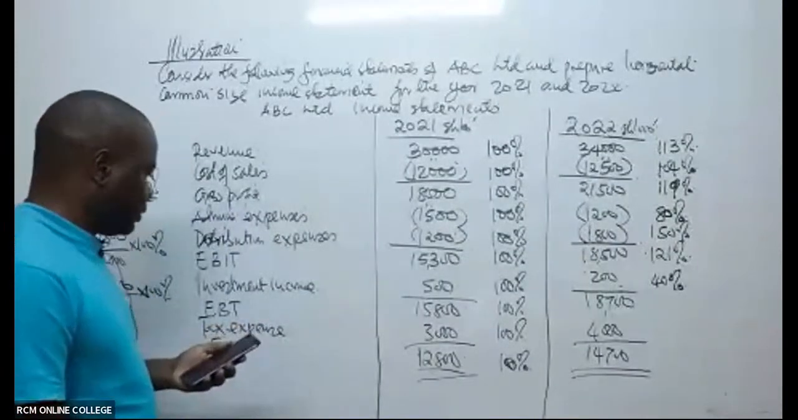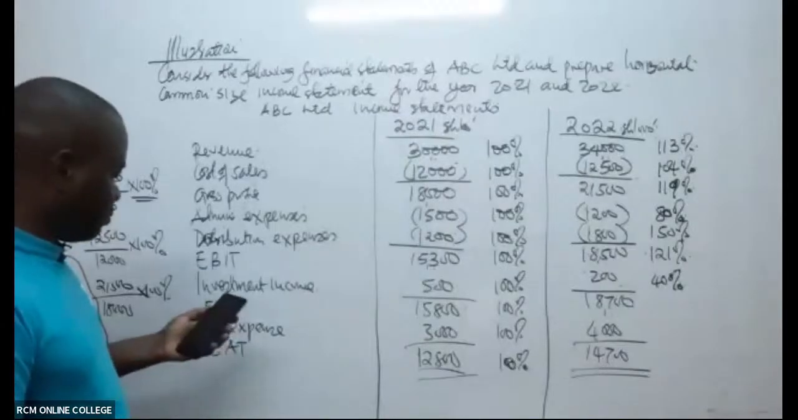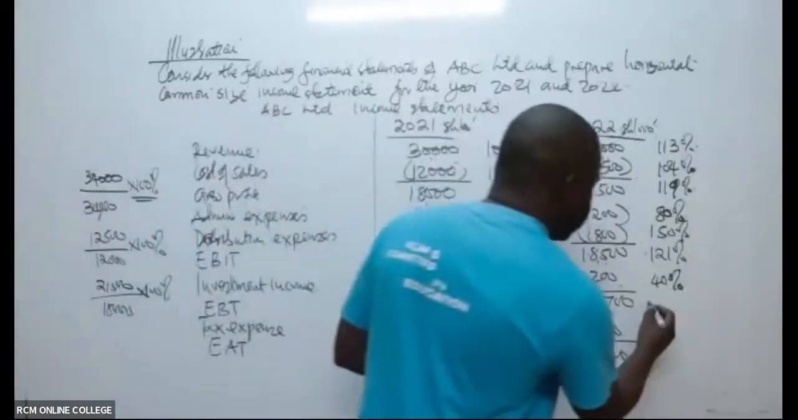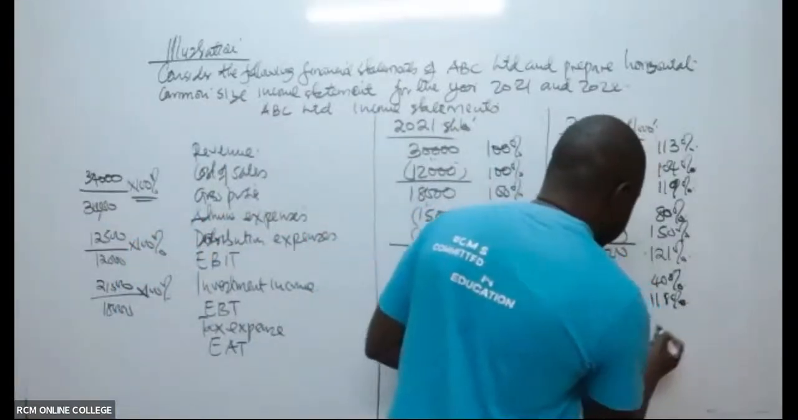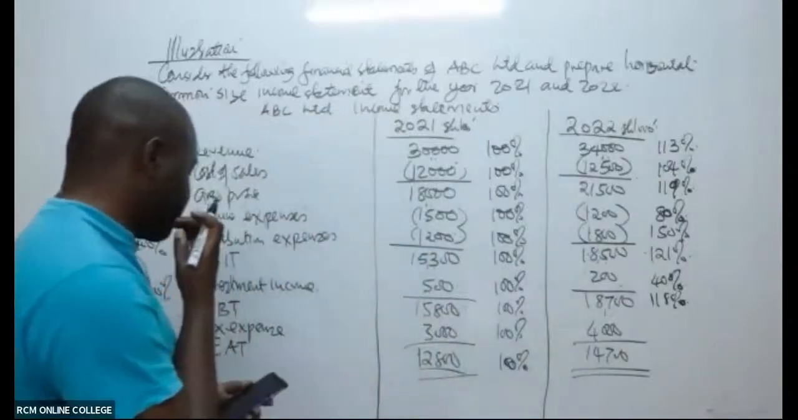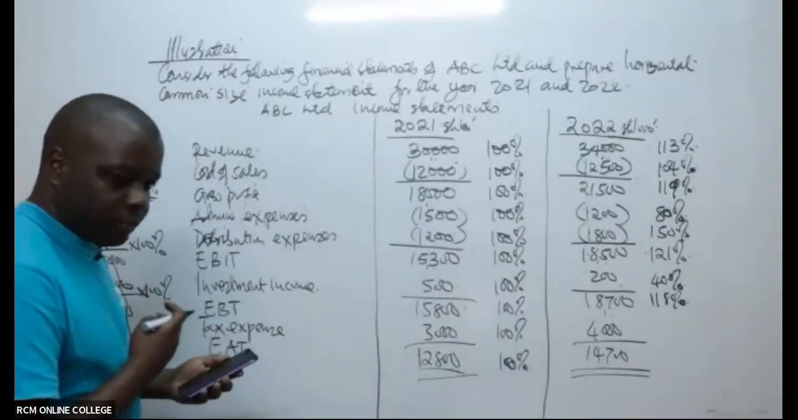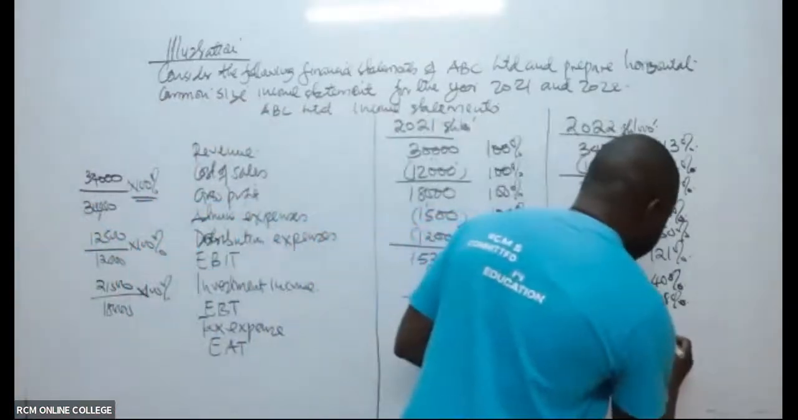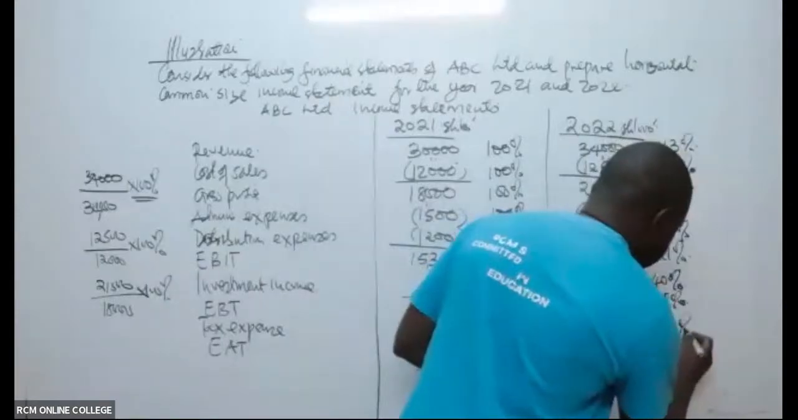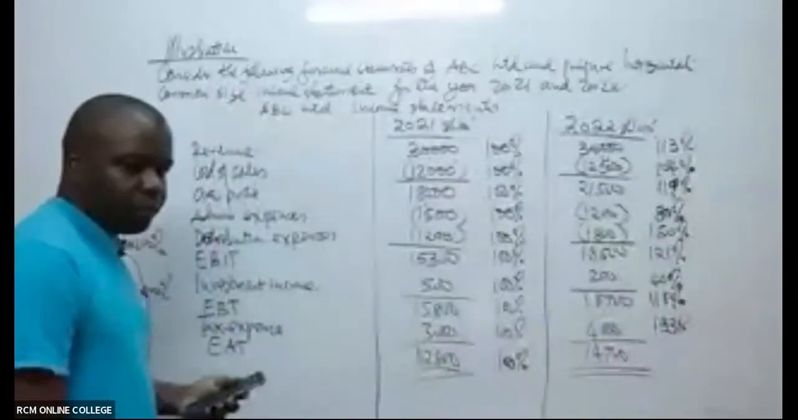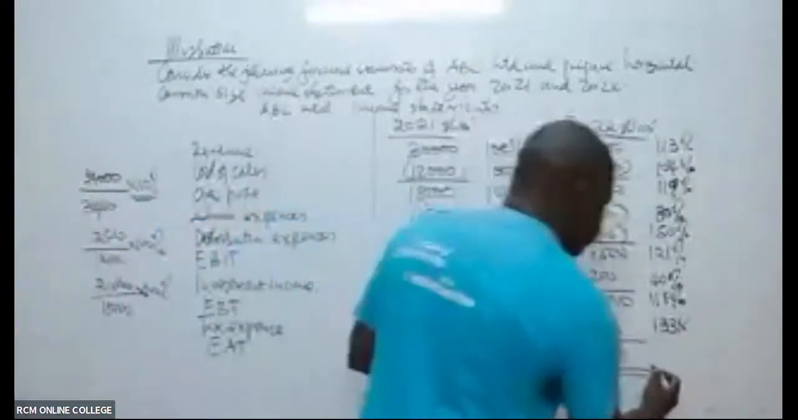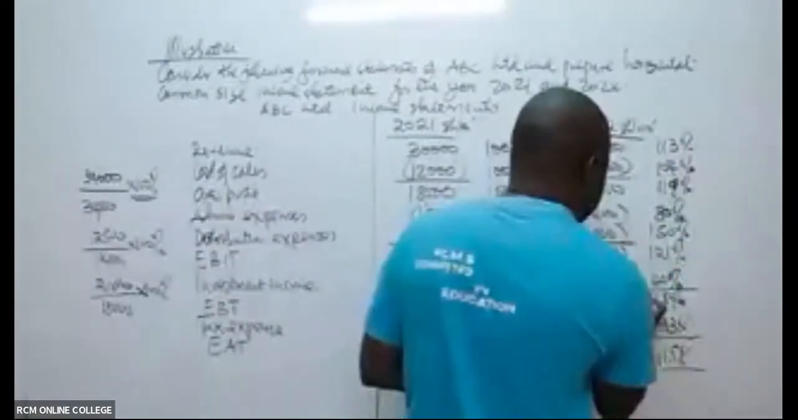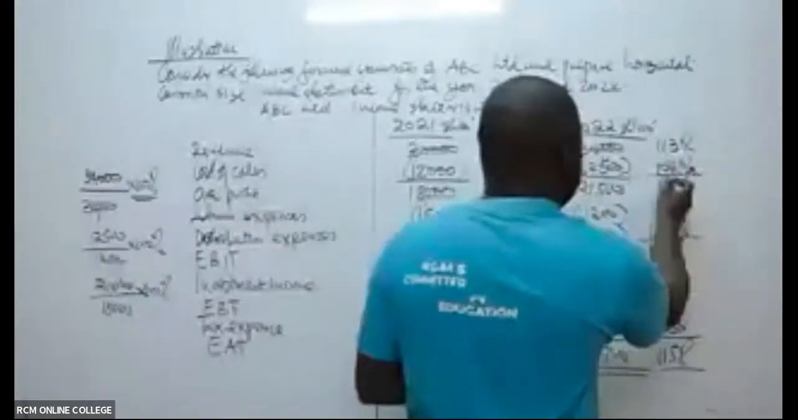The tax expense, is it 133%? Then the last item, yes, 115%. There it was nice there.